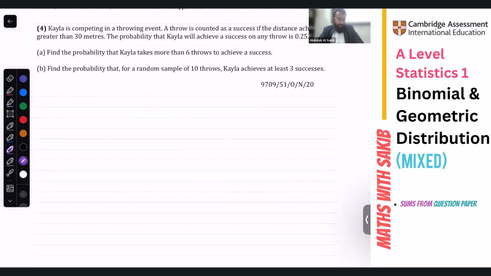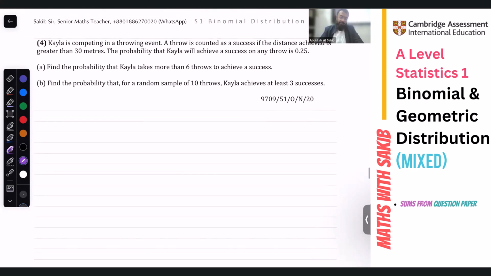Kyla is competing in a throwing event. A throw is counted as a success if the distance achieved is greater than 30 meters. So now the success is defined as achieving a distance greater than 30 meters. Clear? The probability that Kyla will achieve a success on any throw is 0.25. So what is p here?